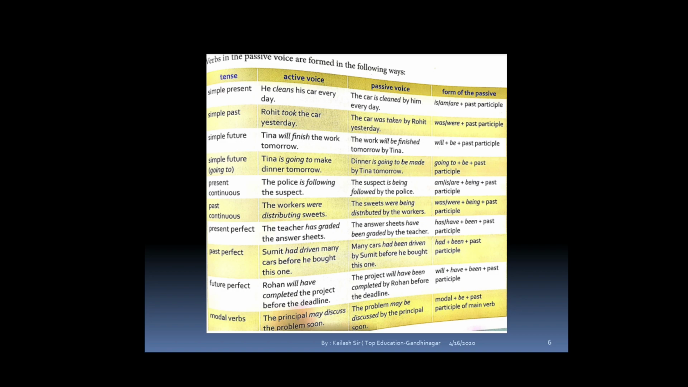You can see 1, 2, 3, 4, 5, 6, 7, 8, 9, 10 examples are given. So first you have to write the question as it is in active voice, and then the answer as it is in passive voice. He cleans his car every day, that will be the first one, and the answer will be the car is cleaned by him every day. Go on understanding different types of tenses, formats, everything is given, but in short we have studied all these things.